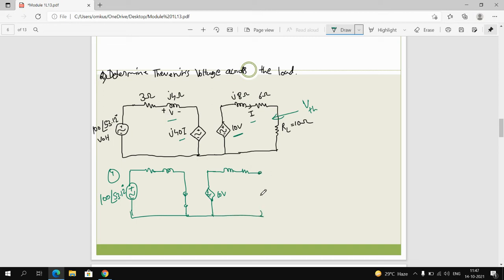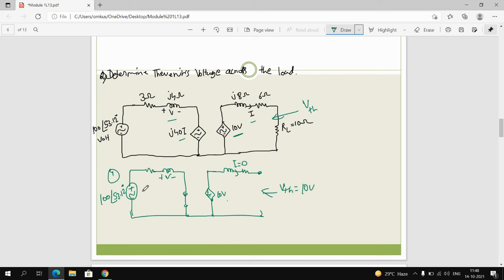Only we will get VTH here. So I is zero here when you open circuit the target terminal element, and this is 10 volt. So I can say VTH is equal to 10 volt, 10 V. And what is the value of this V? This V value is nothing but the V here. And what is the value of this V?